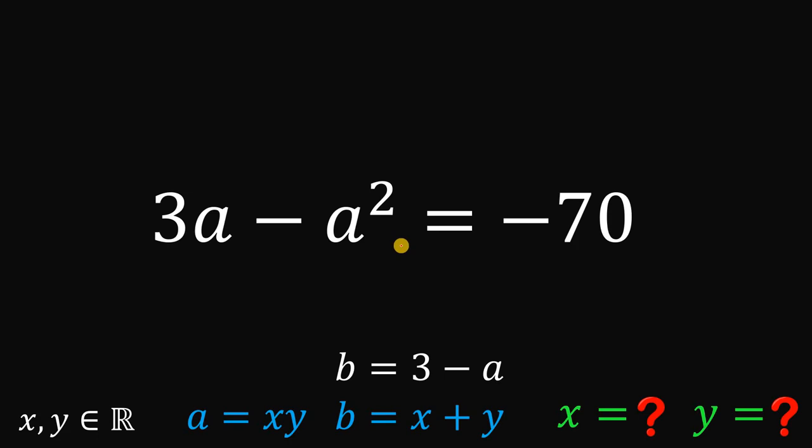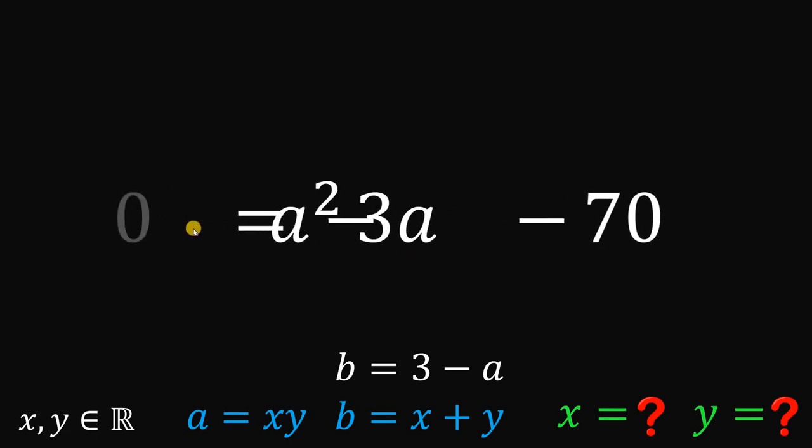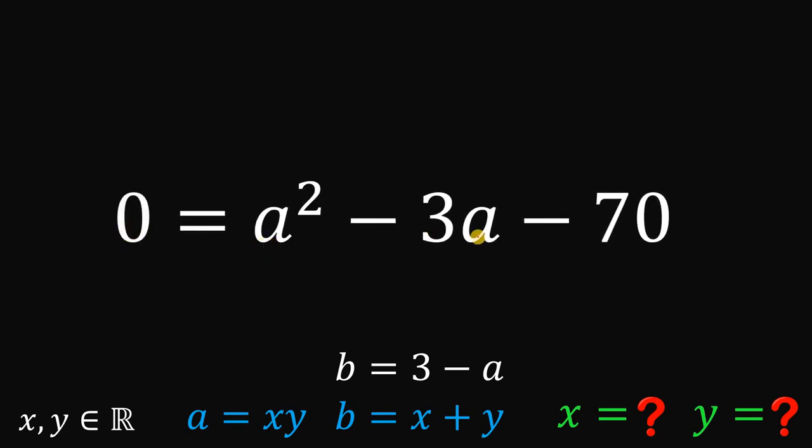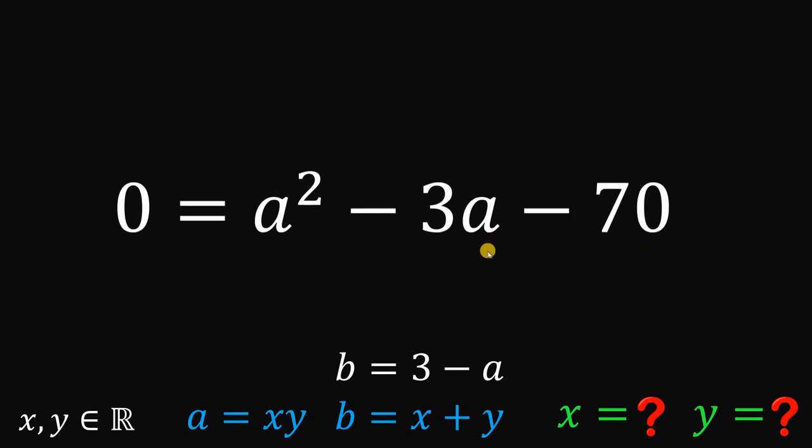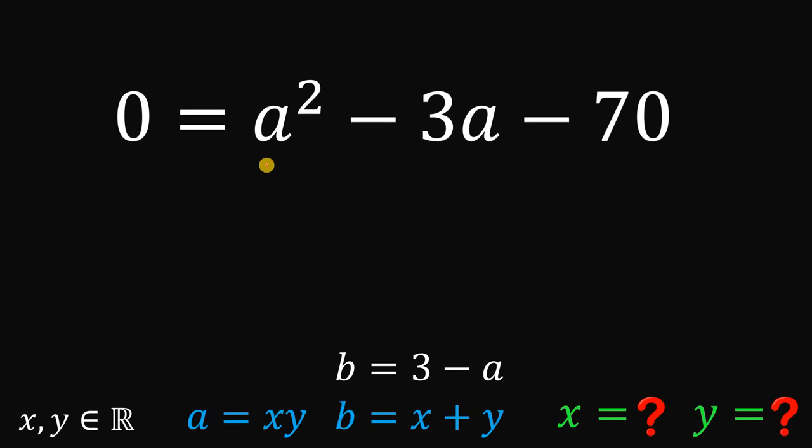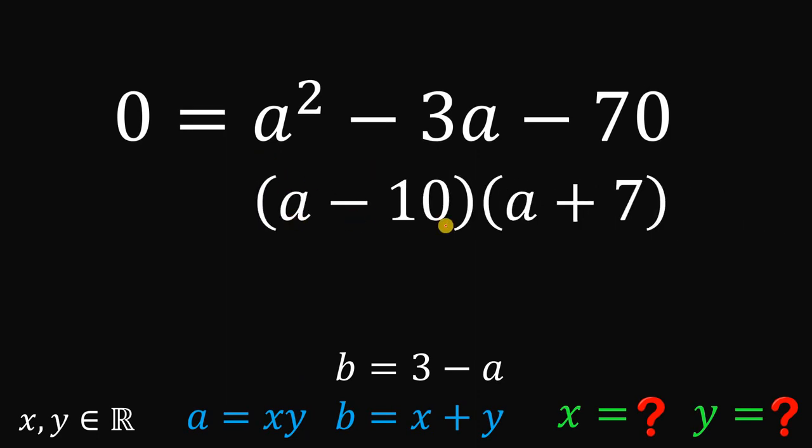Next, let's equate this to 0 and rearrange some terms a little bit. So we have 0 equals a squared minus 3a minus 70. Now, using this equation, take note that we can factor this as a minus 10 multiplied by a plus 7, because negative 10 plus 7 gives us negative 3, and negative 10 times 7 results to negative 70. So we can factor this as a minus 10 multiplied by a plus 7.